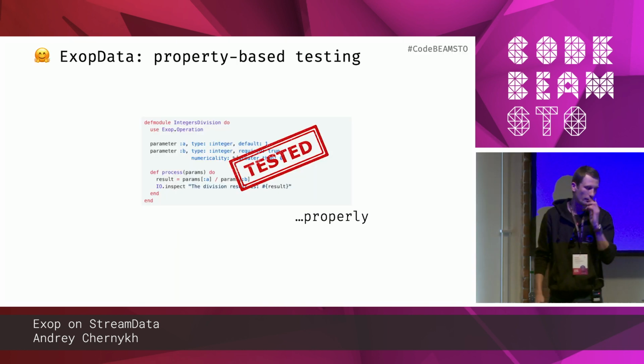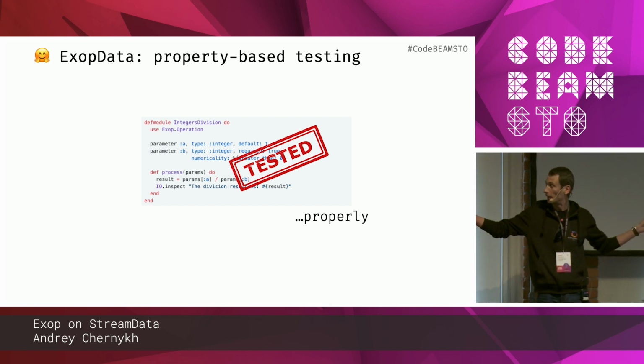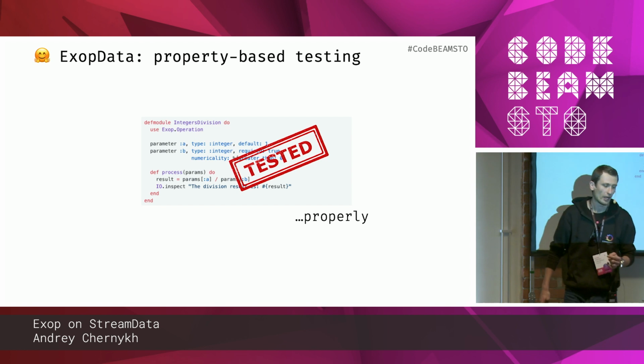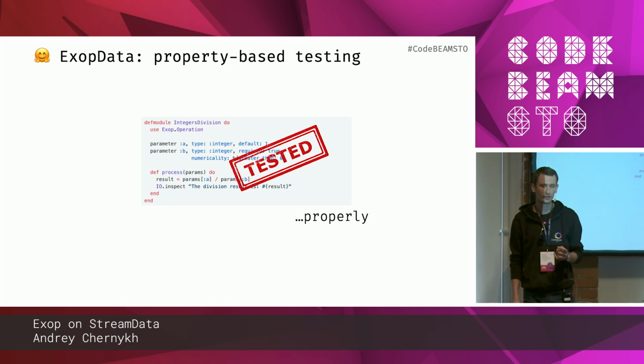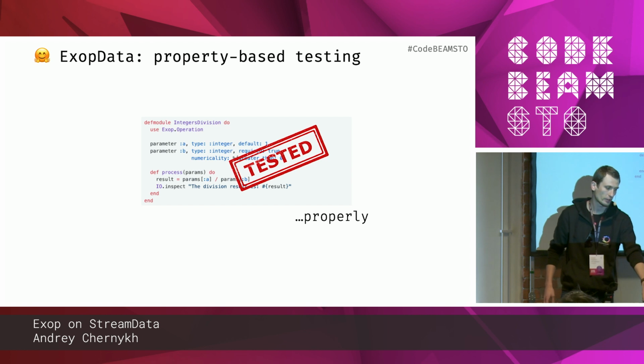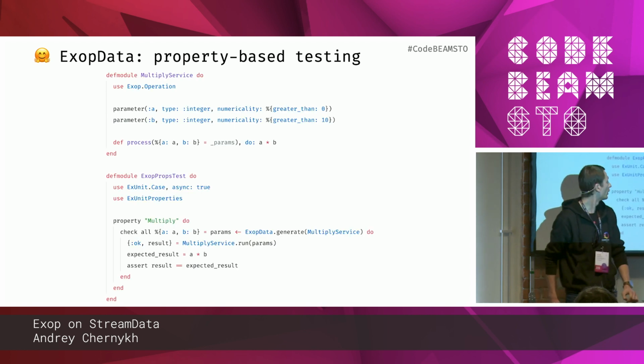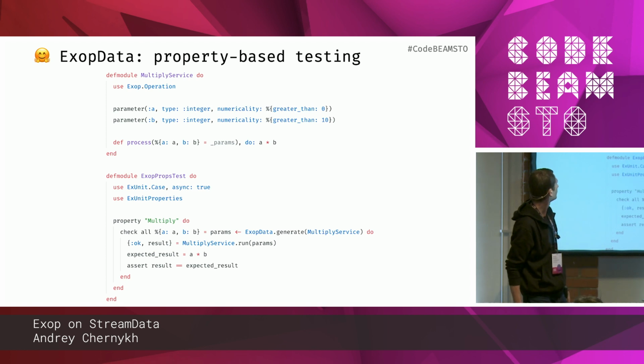Now let's talk about the most interesting part, property-based testing. As I mentioned before, StreamData provides a convenient way to write property-based tests to generate data. Let's see how ExopData might help you with this as well. Imagine we have an operation, multiply service. We just multiply two integers.